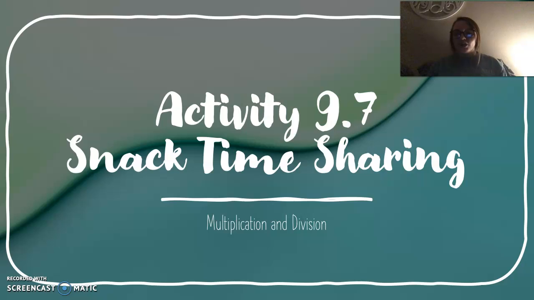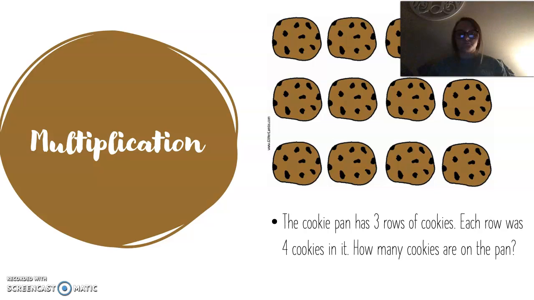Hi, so for this project I had Chapter 9, Activity 9.7. The activity was called Snack Time Sharing, and this activity includes concepts for both multiplication and division. So for the first little activity for review, we're just going to review some simple multiplication.